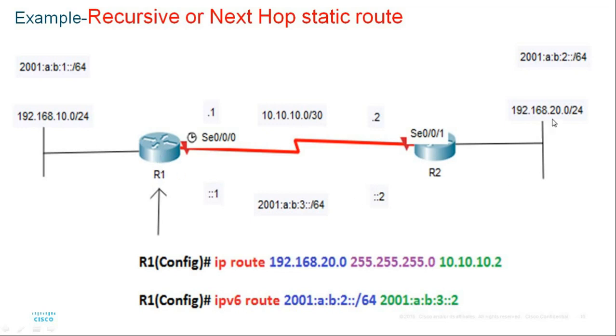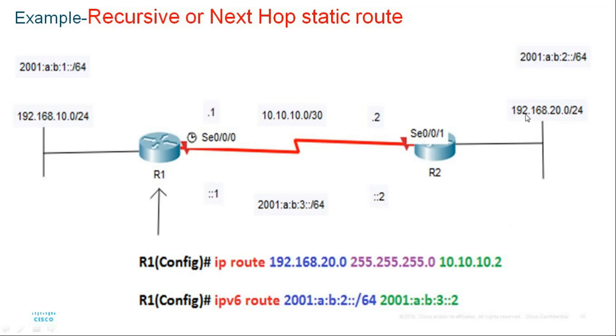Now, R1 doesn't know about this one, right? This is called the remote network. The network which is not directly connected is called the remote network. For example, I am at R1 and I want to reach the 192.168.20.0/24 network. These two are directly connected, and this one is the remote network. I have only one remote network. So how many static routes do you have to configure? That is the question.